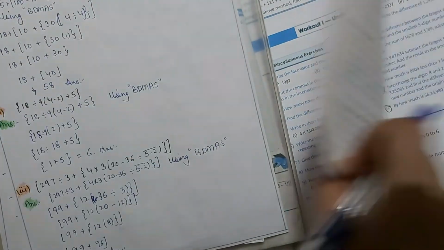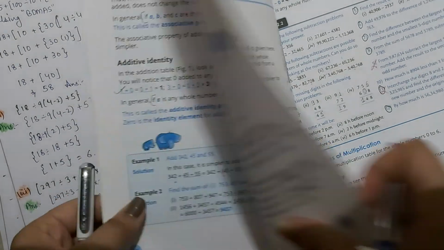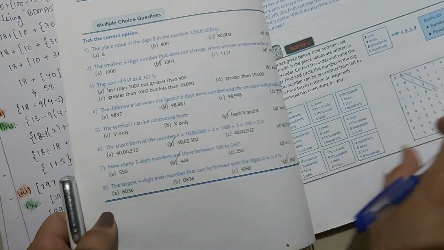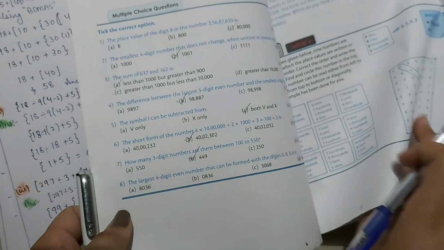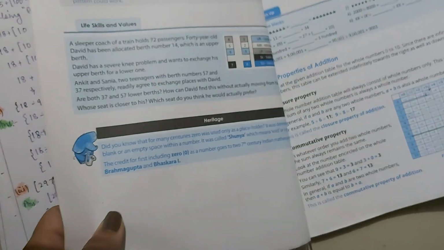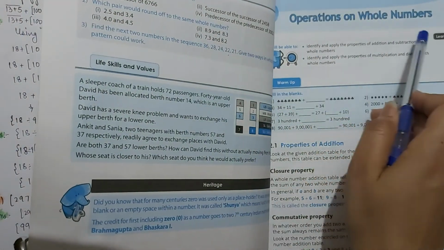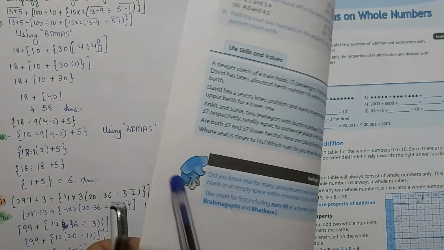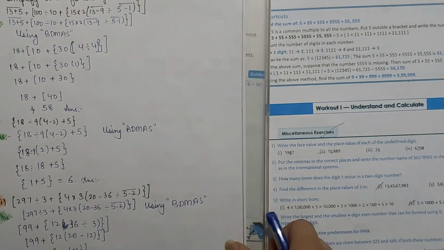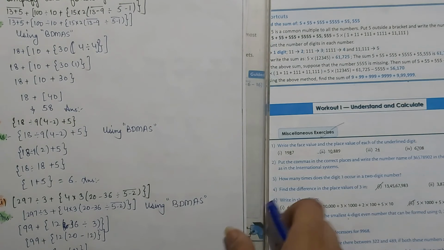I guess it would be our next chapter, because this chapter is done. We will start our second chapter. Our next chapter is operations on whole numbers. In our new exercise we will start whole numbers and we will study about the operations of whole numbers.